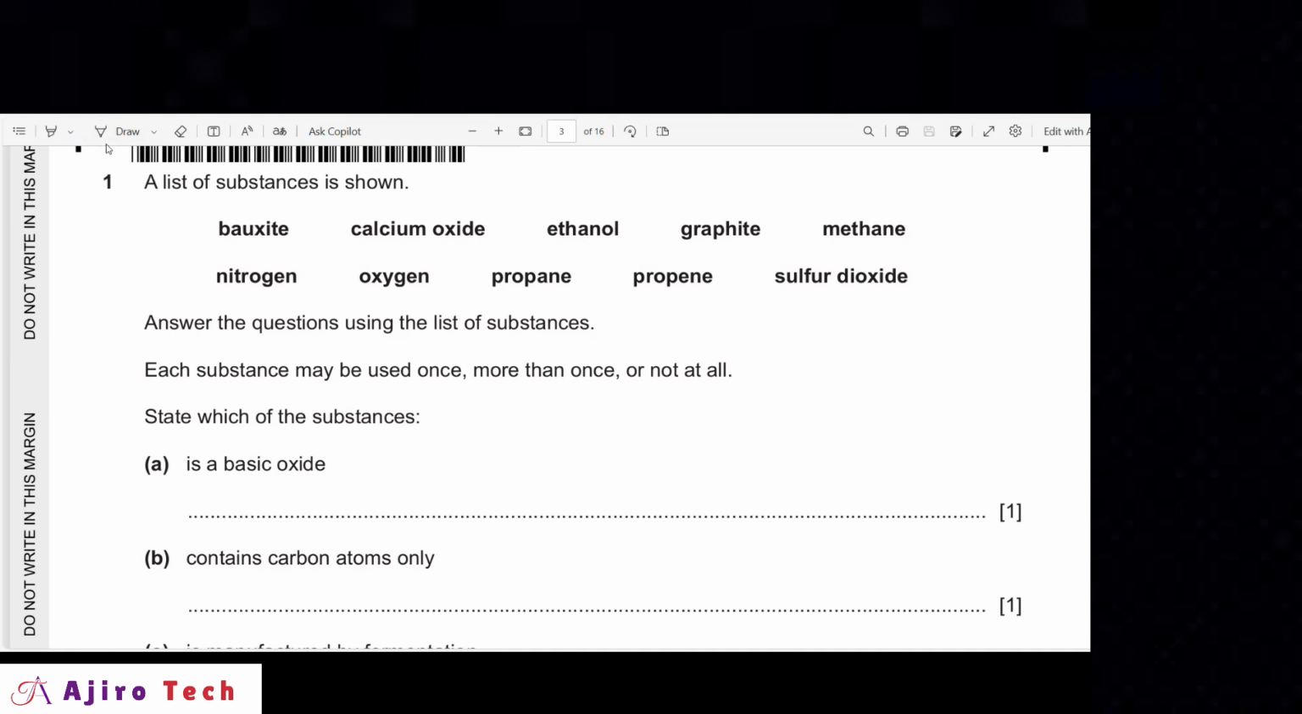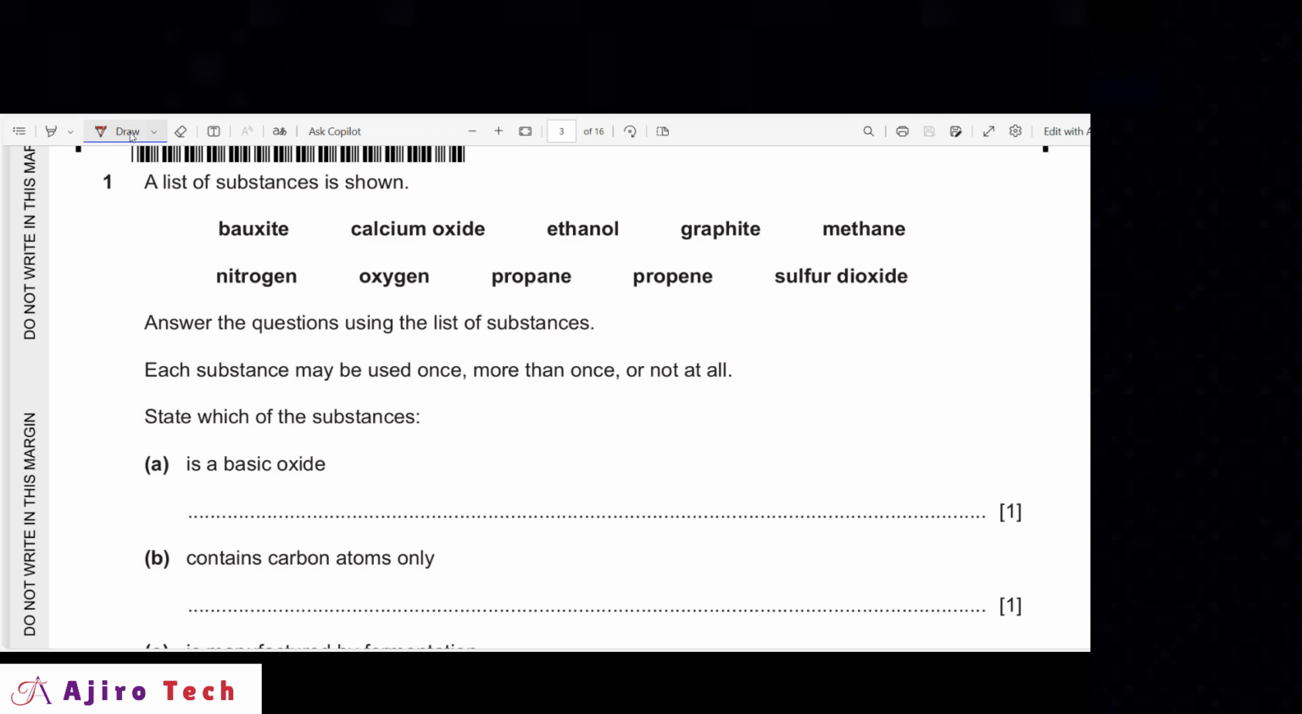So let's dive straight into giving answers to this question. The first question gives a list of substances. You're asked to pick answers to the questions below from this list of substances. The first one says, which of the substances is a basic oxide?